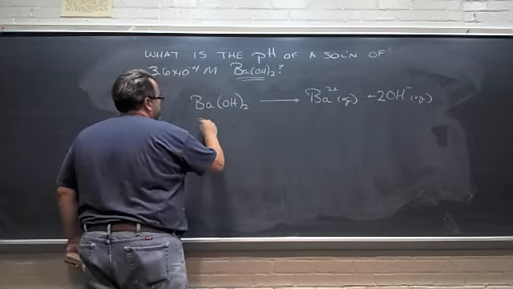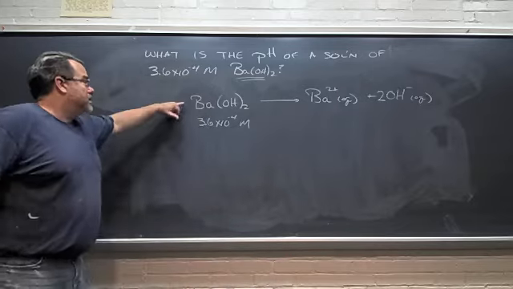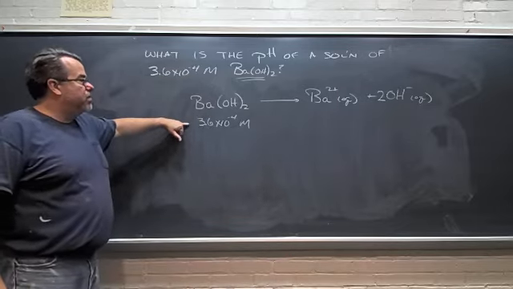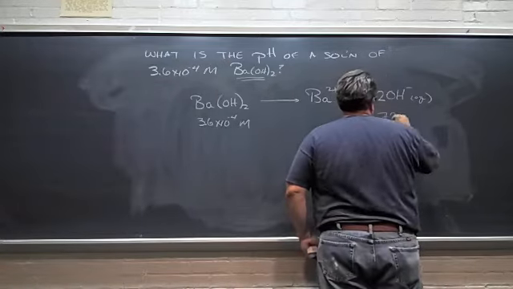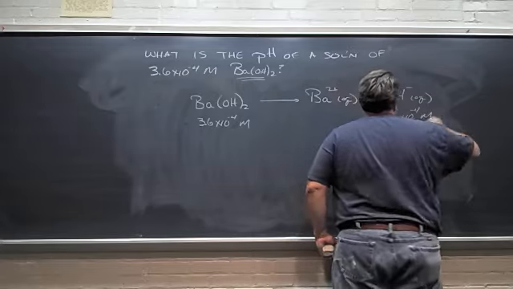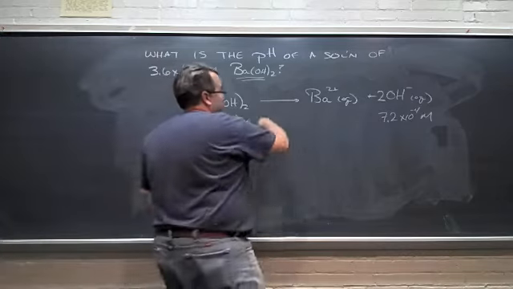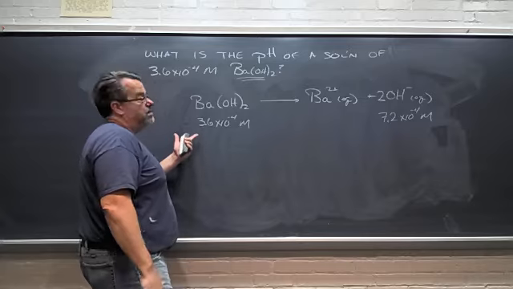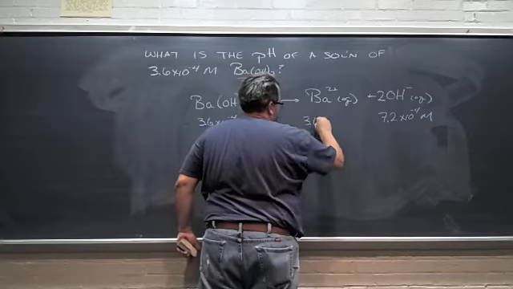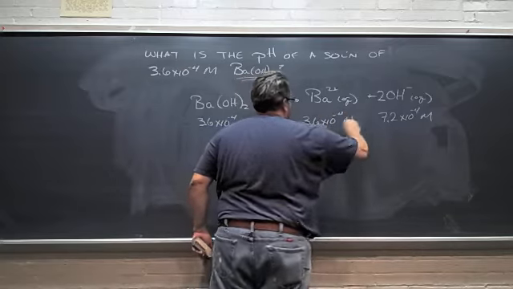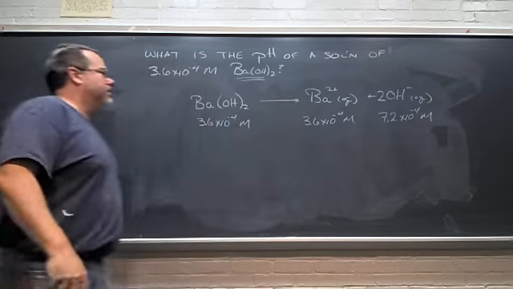So a solution that is 3.6 times 10 to the minus 4 molar barium hydroxide is going to give us twice that concentration of hydroxide ions, 7.2 times 10 to the minus 4 molar. Incidentally, concentration of barium is going to be what? Right? 1 mole of barium hydroxide gives us 1 mole of barium, so that one will just be 3.6 times 10 to the minus 4. You don't need that for our calculation. I just wanted to throw that up there.